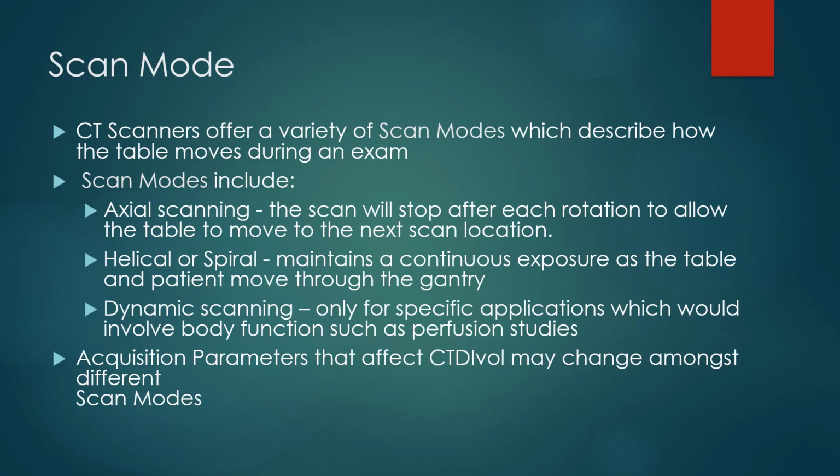Helical or spiral scanning maintains a continuous exposure of the patient while the table and the patient move through the gantry simultaneously. When first introduced, this was a major upgrade to the scanner's capabilities. In some units, gantry tilt may be limited with respect to helical exams. Dynamic scanning is only for specific applications which tend to involve some sort of body function. An example would be a perfusion study used for determining blood flow.